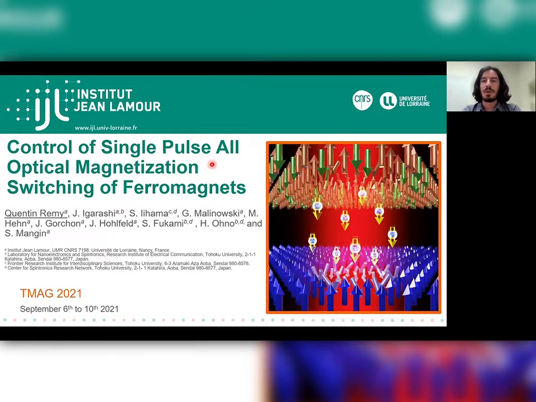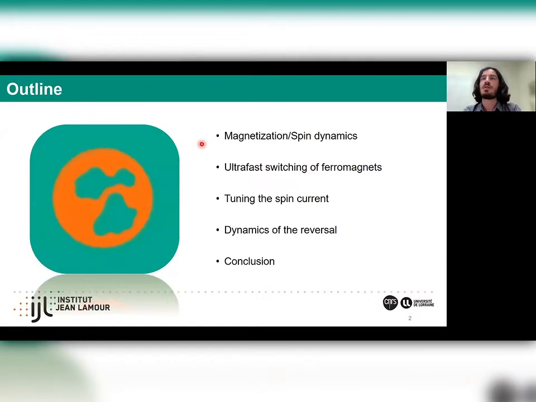Hello everyone, my name is Quentin Remy from Institut Jean Lamour in France, and I will present the ultra-fast magnetization reversal of metallic ferromagnets using a single pulse of light. First I will quickly review magnetization dynamics, then how we can achieve this ultra-fast switching of ferromagnets. This is done thanks to spin currents, which can be tuned as I will show. And finally, I will show the dynamics of this magnetization reversal.